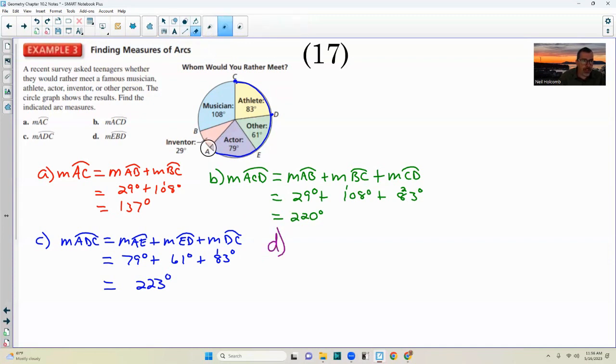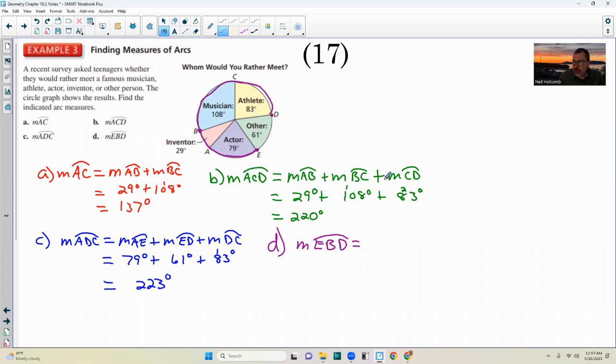Let me erase this blue. All right, D is the measure of arc EBD. It's also a major arc because there's 3 letters. So we're starting at E, ending at D, but we have to go through B to get there. So I'm not going to go straight from E to D. I want all of this.